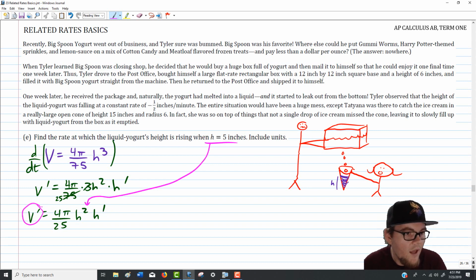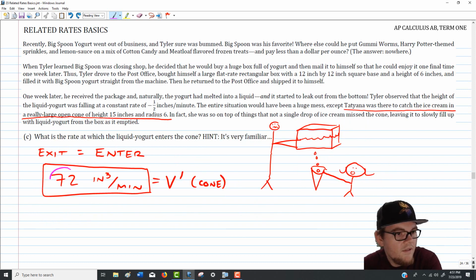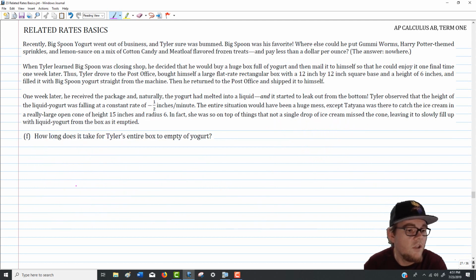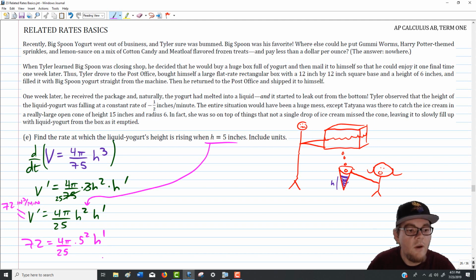And second, for V prime, we already found on a previous problem that V prime is that same amount that the liquid yogurt was leaving the box, which is 72 inches cubed. So V prime is going to be equal to 72 inches cubed per minute. Basically, we've got all the ingredients we need to solve this. 72 equals 4 pi over 25 times 5 squared times h prime.